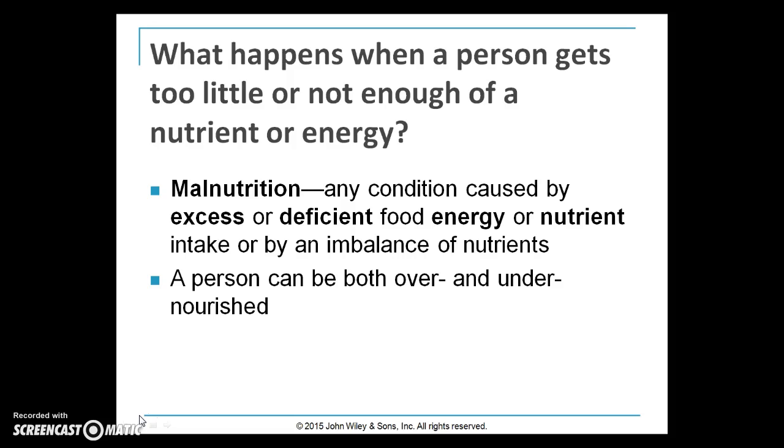So what happens when a person gets too little or not enough of a nutrient or energy? We describe that in the science of nutrition as malnutrition. That can be any condition caused by an excess or deficit in food, energy, or nutrient intake, or by an imbalance of nutrients. And when we talk about nutrients, we're talking about the 6 classes of nutrients that we discussed in the previous module. So a person can be either over or undernourished.